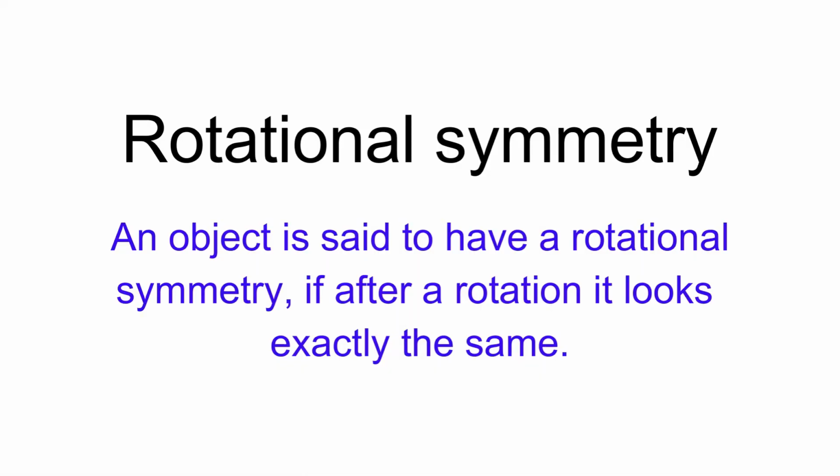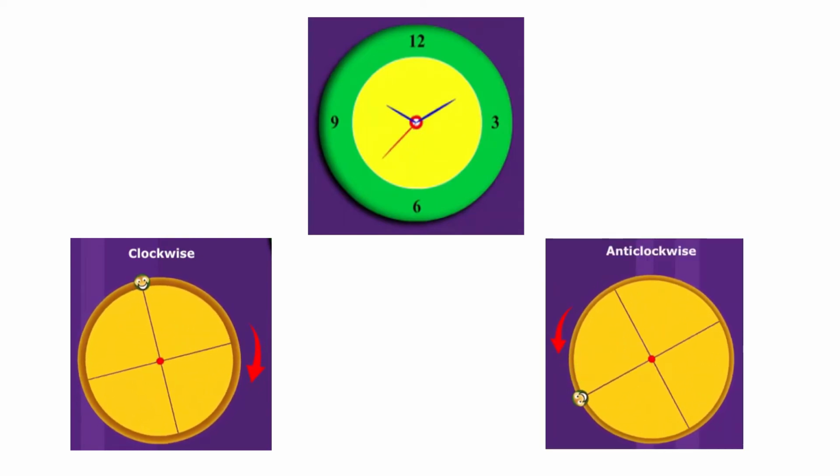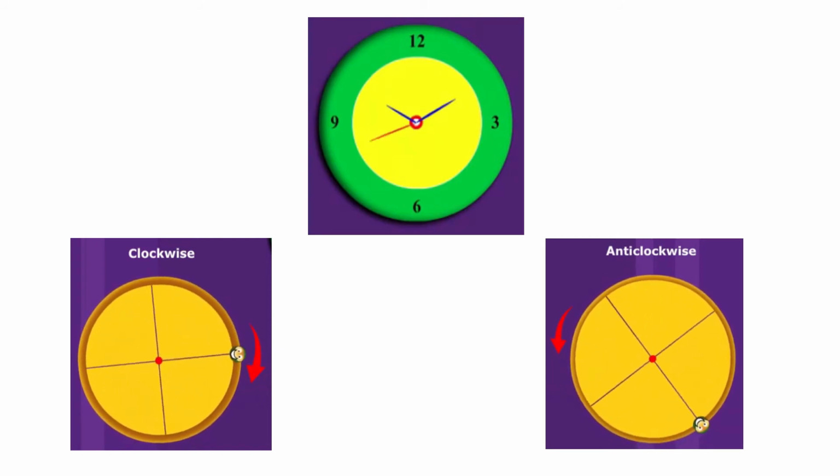Rotational symmetry. An object is said to have a rotational symmetry if, after a rotation, it looks exactly the same. You know that the hands of a clock rotate. The direction of rotation like this is called clockwise rotation. And the opposite of this is said to be anti-clockwise.